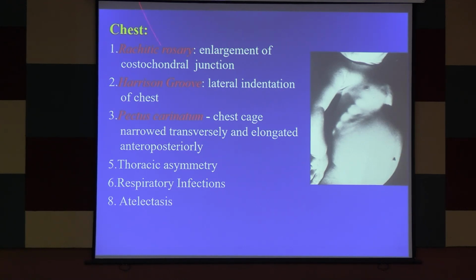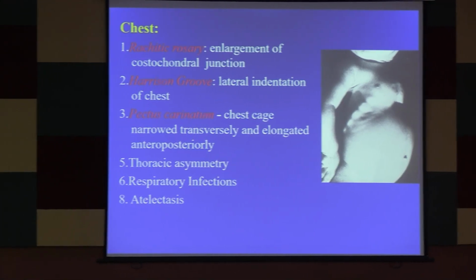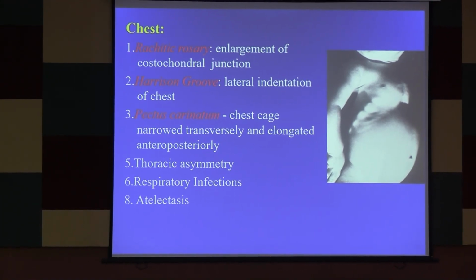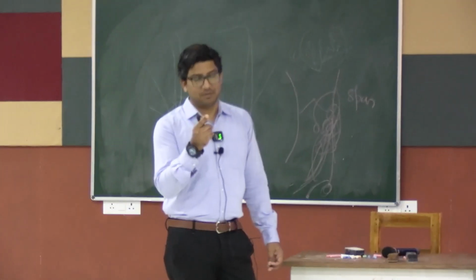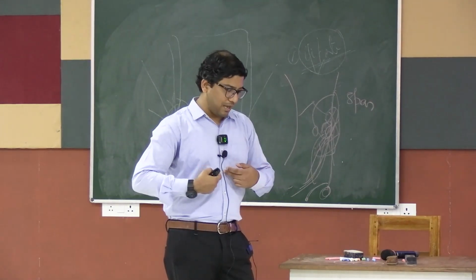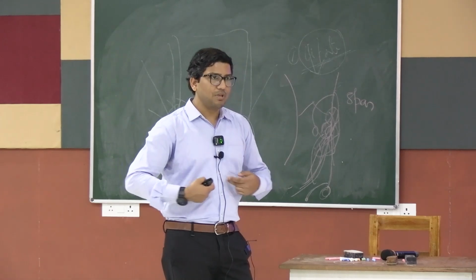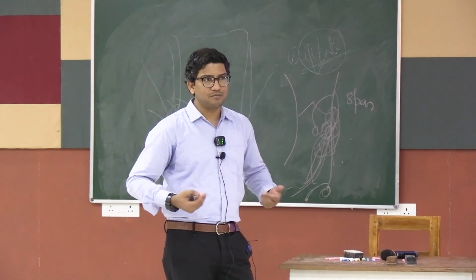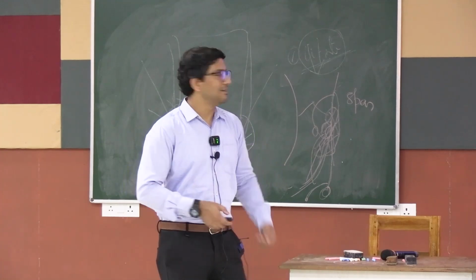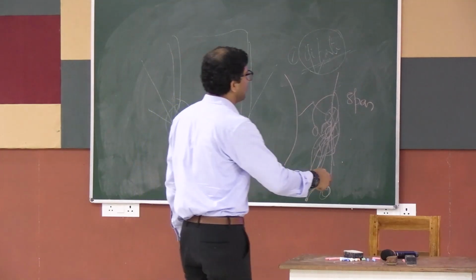You get Harrison groove. What is Harrison groove? It is the part of the rib cage around the 6th or 7th rib that goes inwards. Why does it happen? If you remember the mechanism, it will be easier to remember, because around the 6th or 7th rib we have the attachment of the diaphragm, right? So the rib cage is soft, it gets pulled inside. So you get this kind of groove. It is called Harrison groove.